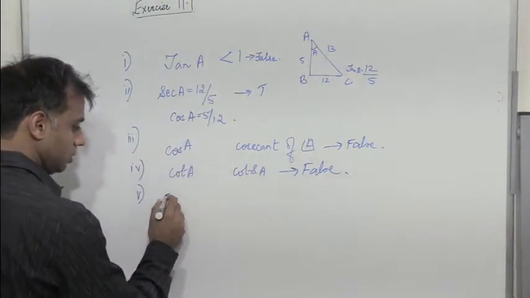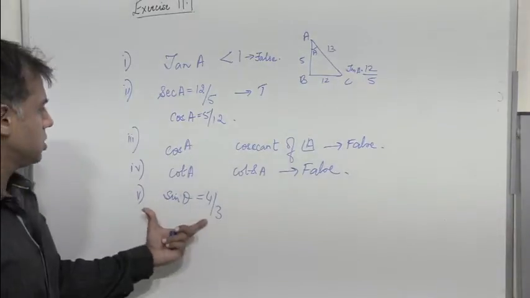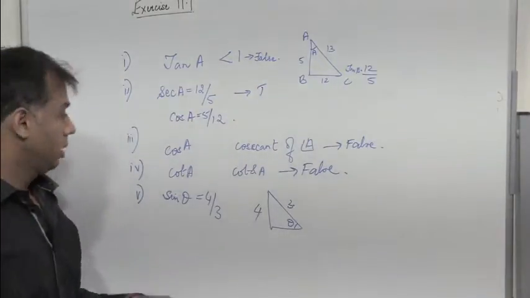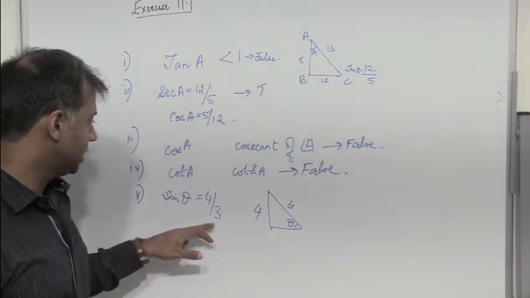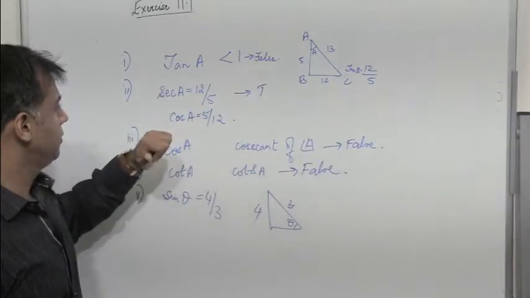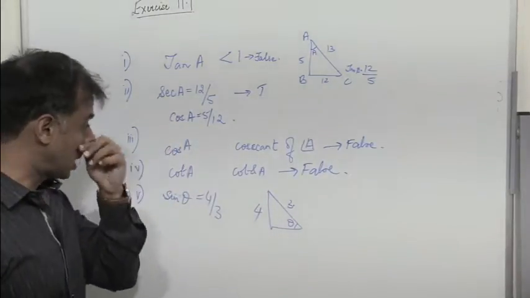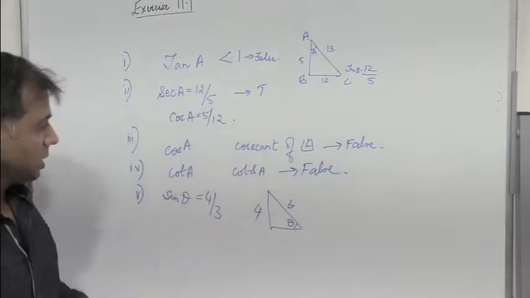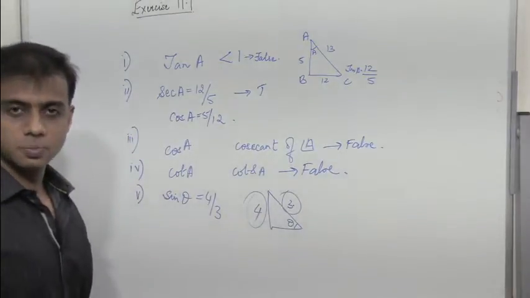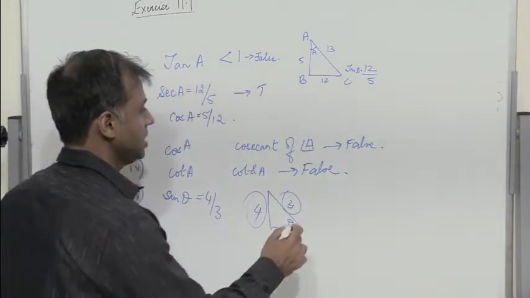Okay, so fifth one, sine theta equals 4 by 3 for some angle of theta. Now this is very similar to the second one, which says secant A is 12 by 5, which is cos A is 5 by 12. So the adjacent side is 5, the hypotenuse is 12. But here, sine theta is 4 by 3, which means the opposite side is 4 and the hypotenuse is 3. Is it possible for the side to be greater than the hypotenuse? It is not possible. So this is a false statement.